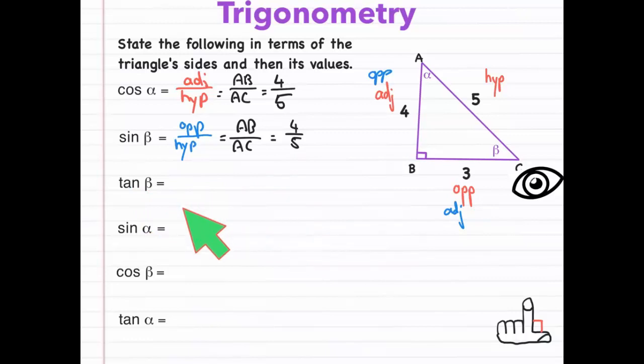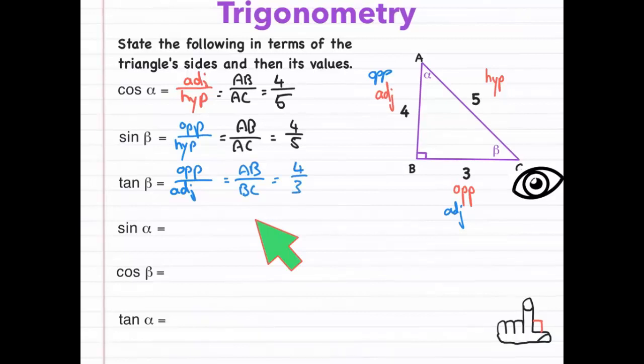Okay, now, how about the tangent of beta? So the tangent of beta, you have to memorize this. It will always be my opposite divided by my adjacent side. Now, if we view from this side again, we know that this is my opposite, so AB. So that will be AB divided by my adjacent, which is BC. And there we go. And if we put in the values, it will be 4 over 3. Okay, great. So, remember the blue ones are when we view it from the beta side, and the red ones when we view it from the alpha side.